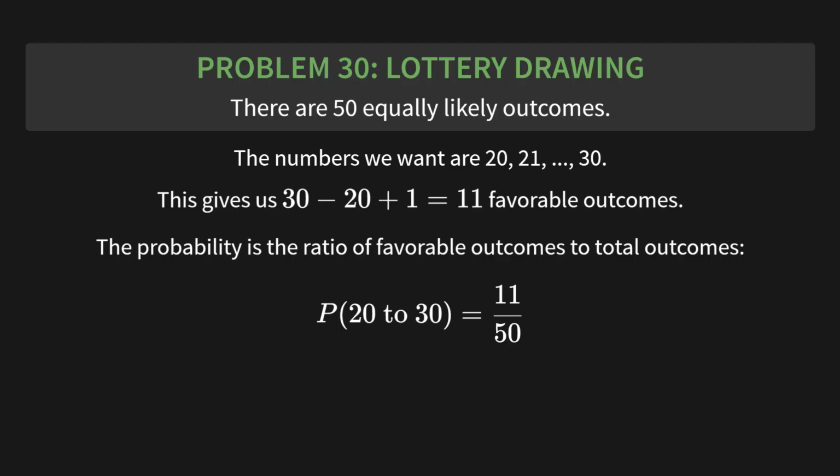The probability is just the ratio of those favorable outcomes to the total number of outcomes. So that's 11 divided by 50. And our result is 22%.